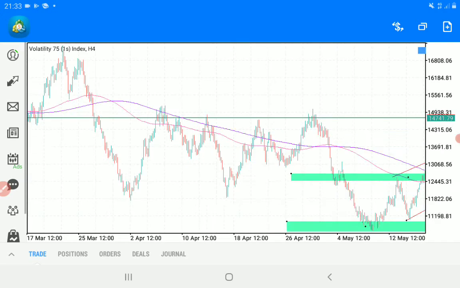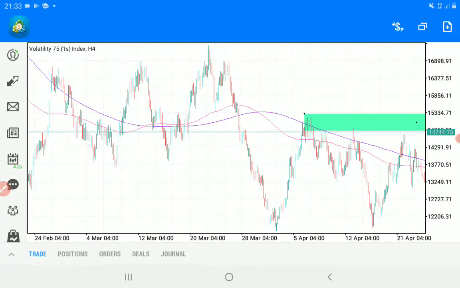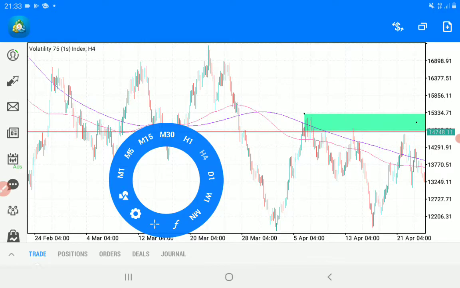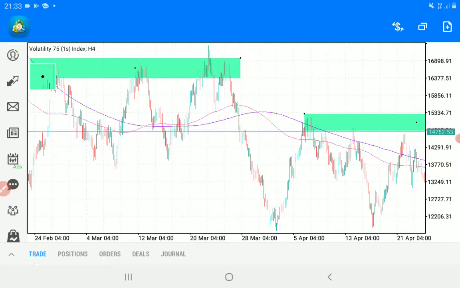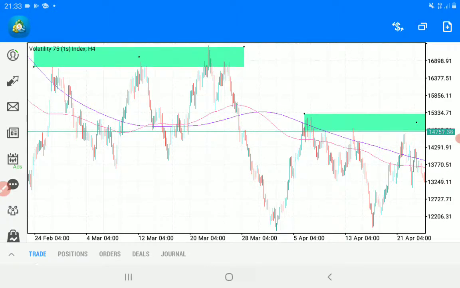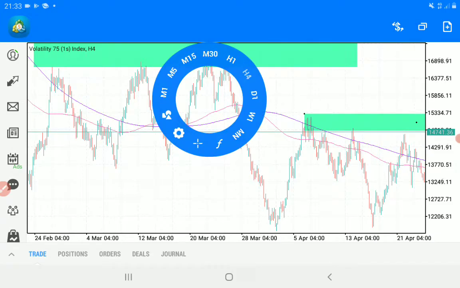That is like the nearest one. And then another one is here. So that is like where the market will hit and then it goes back. It hits and then it goes back. So just by looking at the past, you know that the market is going to hit here and then it will go back.